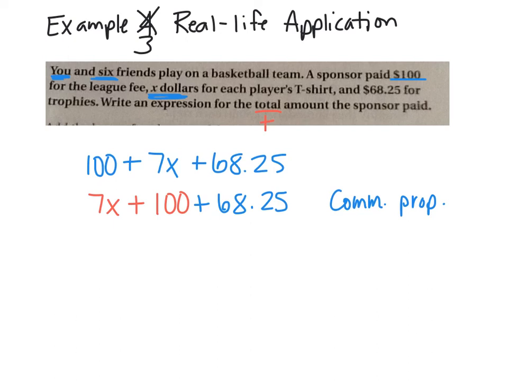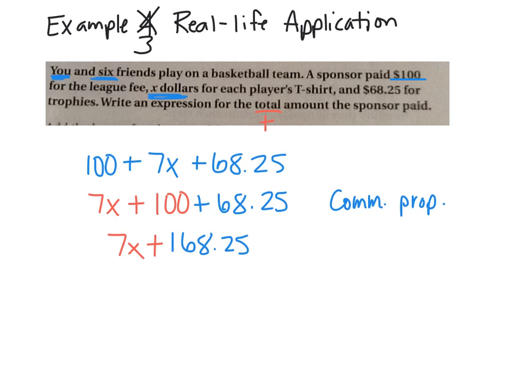Then I have to solve as much as I can. Can you add 100 plus $68.25? Sure, you can actually mentally do that one and get $168.25. Add it to the 7x that we originally had. Can you solve any further? No, we don't know how much the t-shirts are.